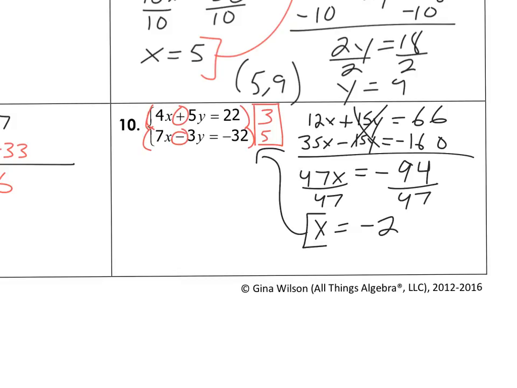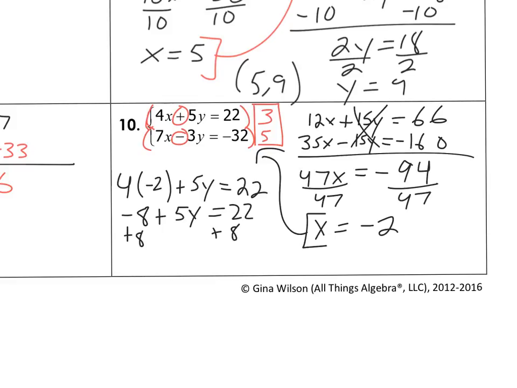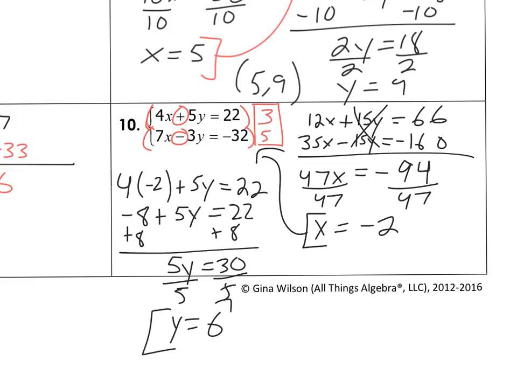I'll plug it into the first one. That'd be 4 times negative 2 plus 5y equals 22. It's negative 8 plus 5y equals 22. Add 8 on both sides. You get 5y equals 30. Divide by 5 on both sides, and you get y equals 6. That would be your answer, y equals 6. So the ordered pair would be negative 2, comma 6. Negative 2, comma 6. And that is it for the study guide.